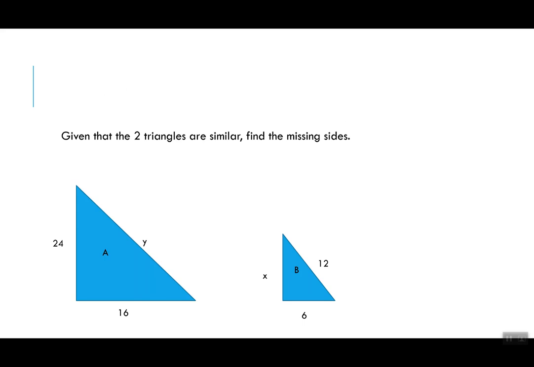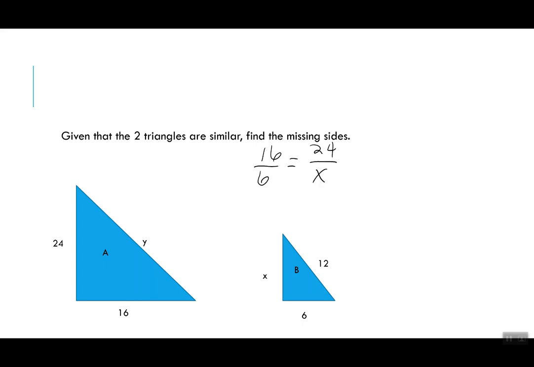Given the two triangles below are similar, let's find the missing sides. Notice that we know the base of each. We know A, the base is 16, and in B, the base is 6. So we know this comparison that 16 compares to 6. To find X, I will also compare the heights. So I have a height of 24 and I have a height of X.